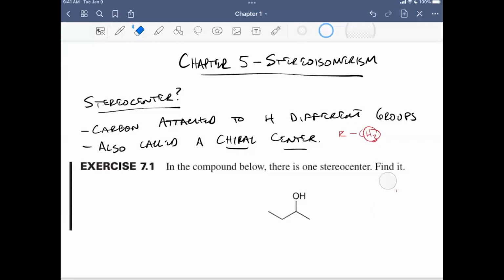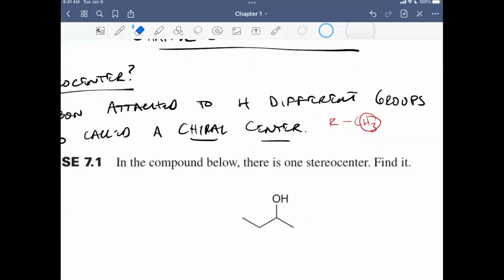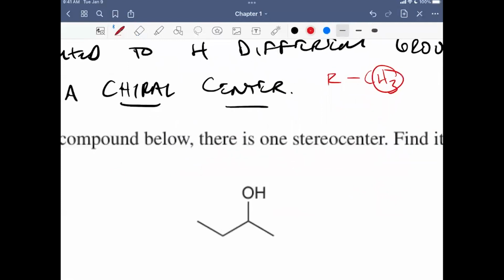Okay, so in this following compound, the question says there is one stereocenter, and it asks us to find it. Let's go through all the carbons and see if there's one that has 4 distinct groups attached to it. Let's start with this carbon. This carbon would have 3 hydrogens, so it's not going to be that because those hydrogens are the same. This carbon has a CH3 group attached to it, and it has this hydrocarbon chain with that alcohol going up. So those 2 are different, but it also has 2 hydrogens right here, so it can't be that carbon. And we have another CH3 group right here. So by process of elimination, our only possible option is this carbon.